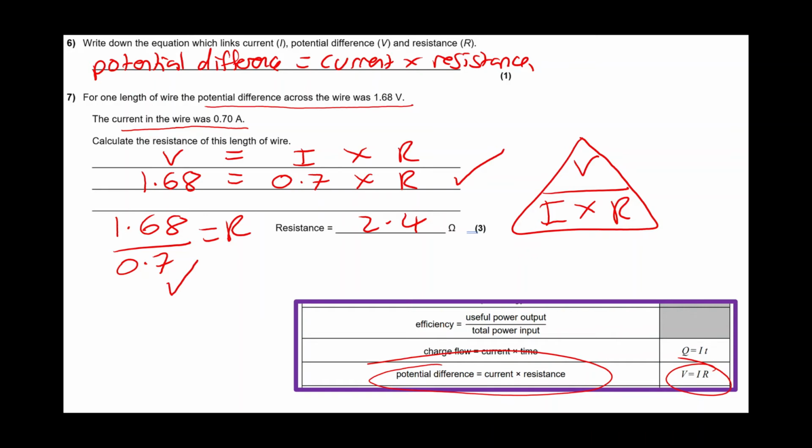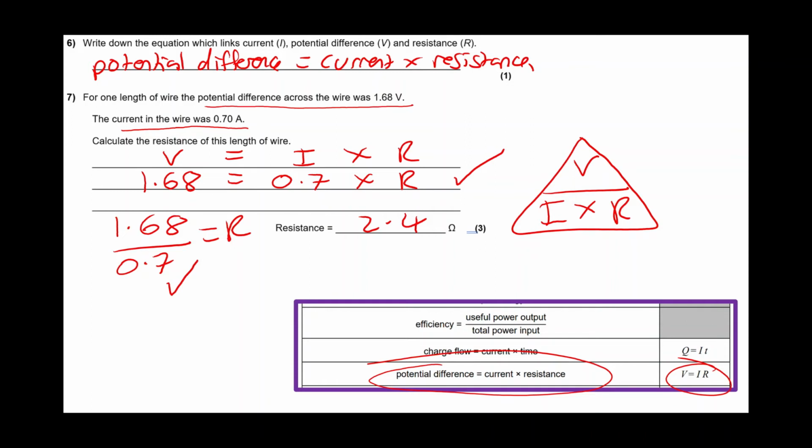Notice that what I didn't do was just write 1.68 equals 0.7 times something, you know. So I wrote R at the end because that's how it appears in a mark scheme. They want you to say where R is. They don't want you to just write this fraction. They want you to write that fraction equals resistance, because that's what gets you the credit. Okay, on to the we do section now.